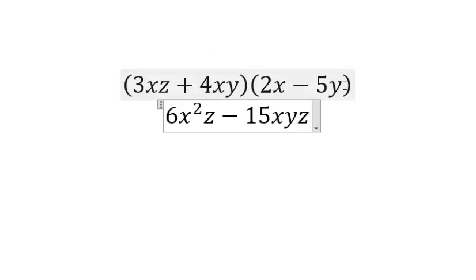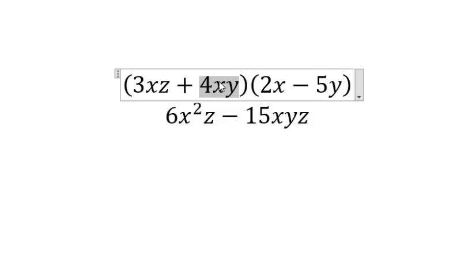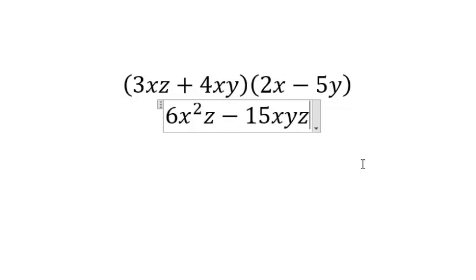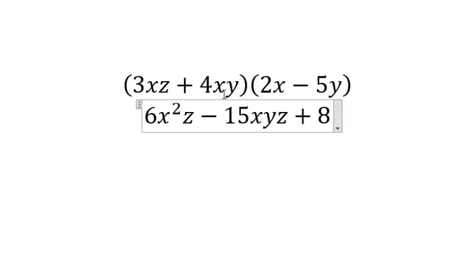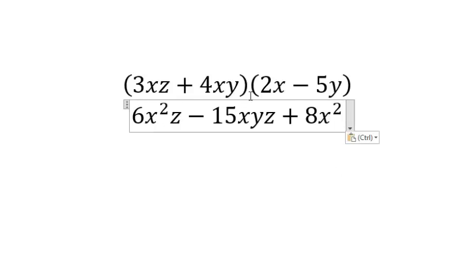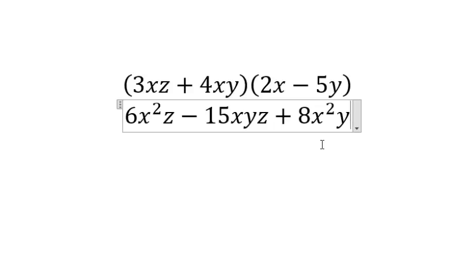Now I finished already with this 2, so I have no one else to multiply with. So I'm gonna continue with 4xy. Okay, and from the beginning again with this 2. So 4xy times 2x. 4 times 2 will be positive 8. X times x will be x squared. I'm gonna copy it from here. Okay, 8x squared. And the letter y, I'm just gonna copy it.